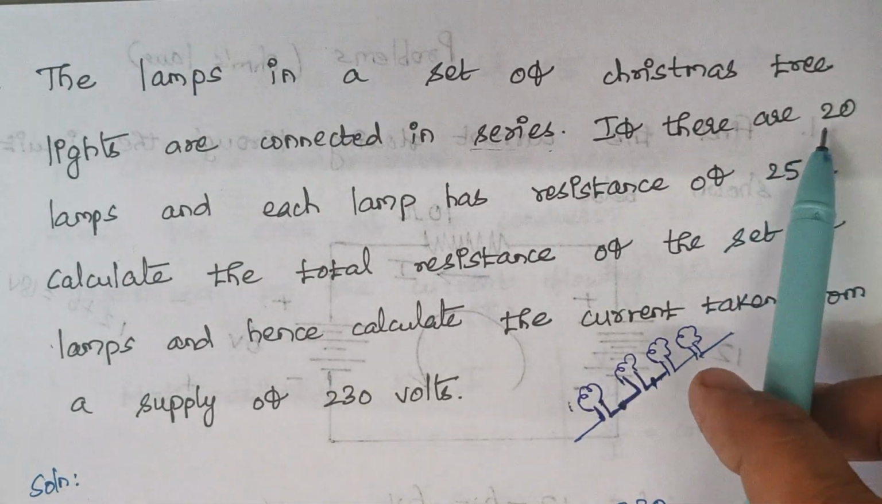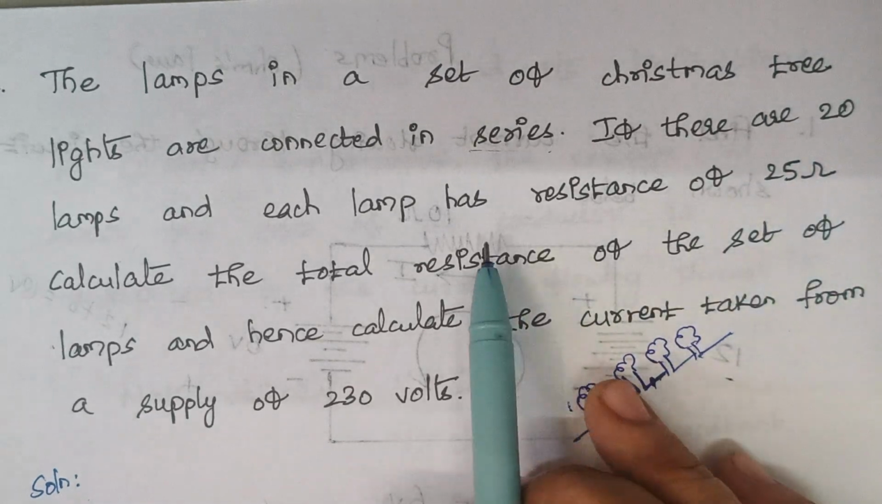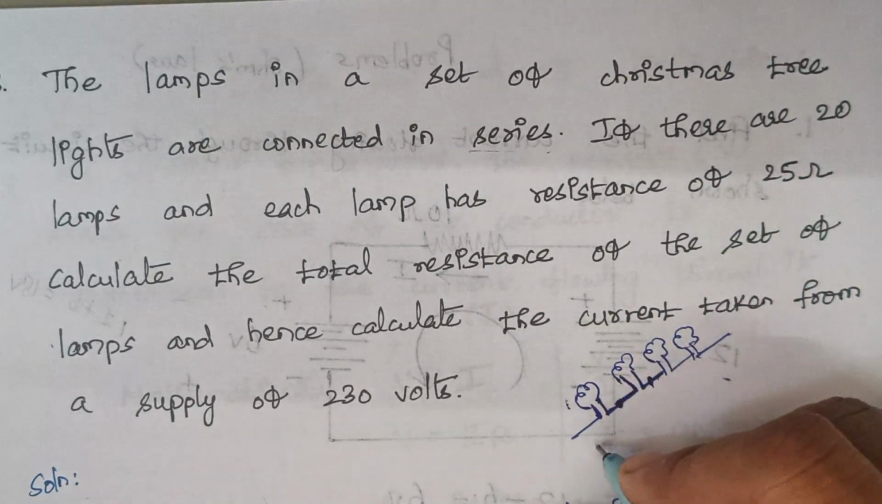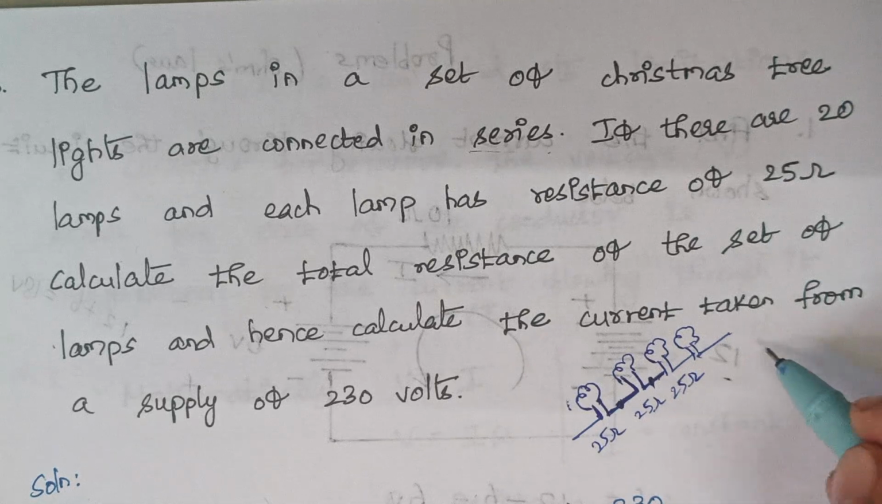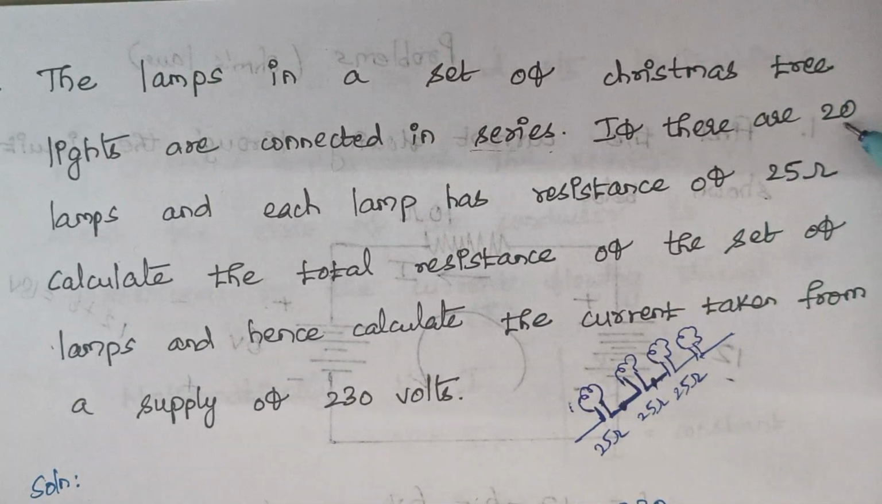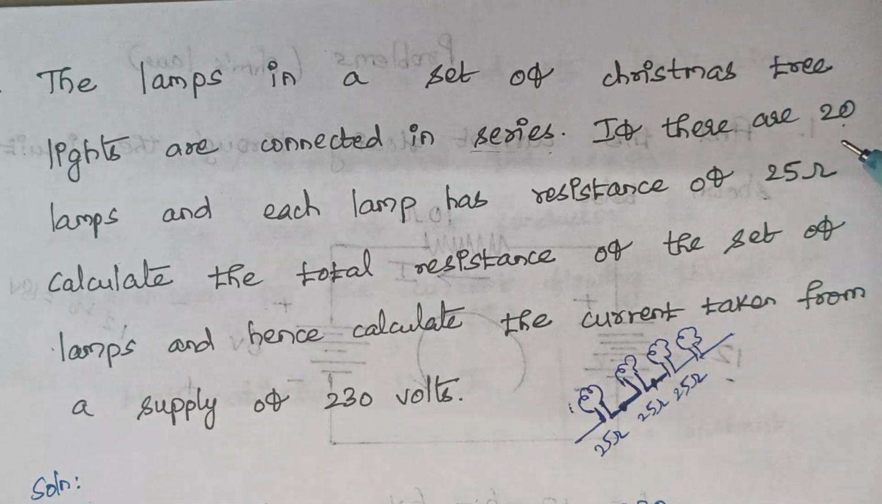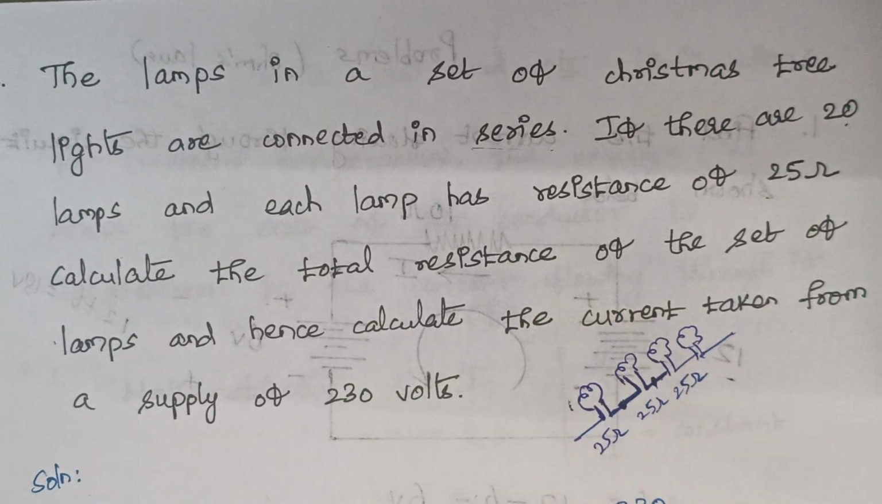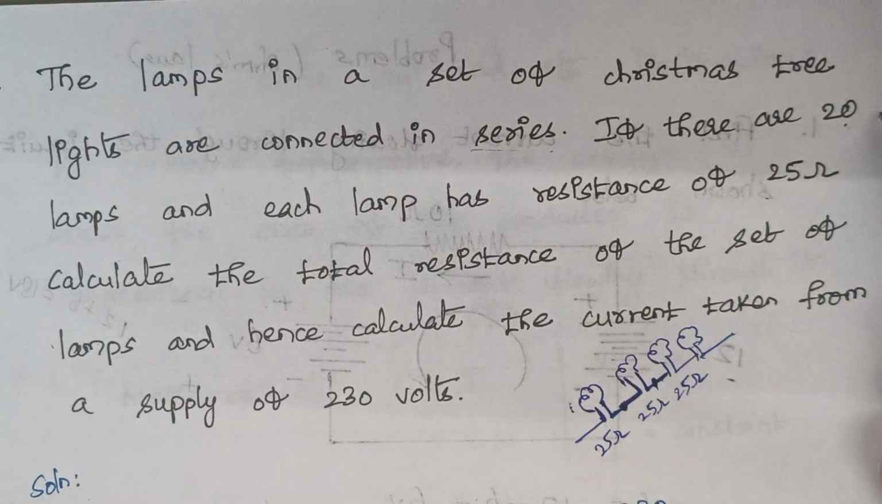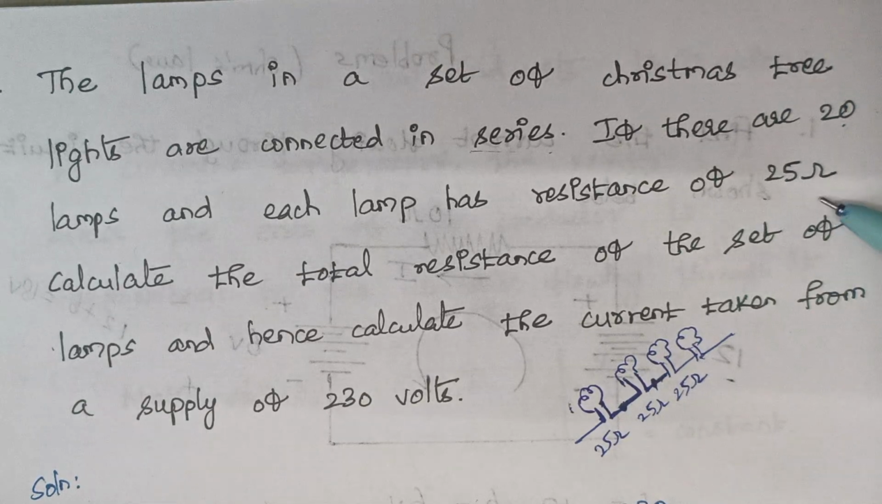And there are how many lamps? 20 lamps in total, and each lamp has a resistance of 25 ohms. That is, this lamp has a resistance of 25 ohm, this lamp has 25 ohm, this lamp has 25 ohm. Like this, each lamp has 25 ohms and there are 20 lamps in total. Now, we are asked to calculate the total resistance. How do you calculate it? This is basic mathematics. You just have to multiply 20 by 25. That is your first step.